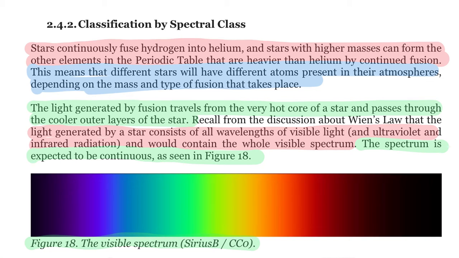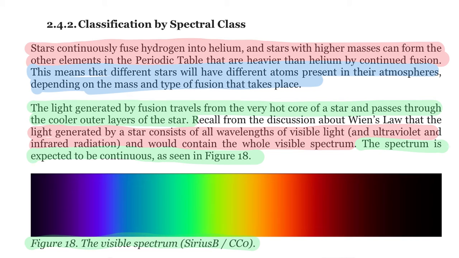So we now consider the second method of classifying stars by means of spectral class. So we've learned that stars continually fuse hydrogen into helium, and that stars with higher masses can form the other elements in the periodic table that are heavier than helium by continued fusion. So this means that different stars will have different atoms present in their atmospheres, depending on the mass and the type of fusion that takes place.